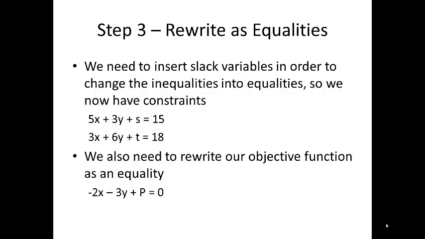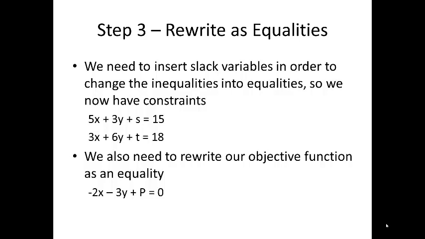Same thing for t. Instead of saying 3x plus 6y is less than or equal to 18, we can have t take up the slack, so 3x plus 6y plus t is equal to 18, and we want to rewrite our objective function so that it's an equality. We can do that by using the profit p. So minus 2x minus 3y plus p is going to equal 0. That also makes this negative, which we're going to see is going to be helpful a little bit later on.